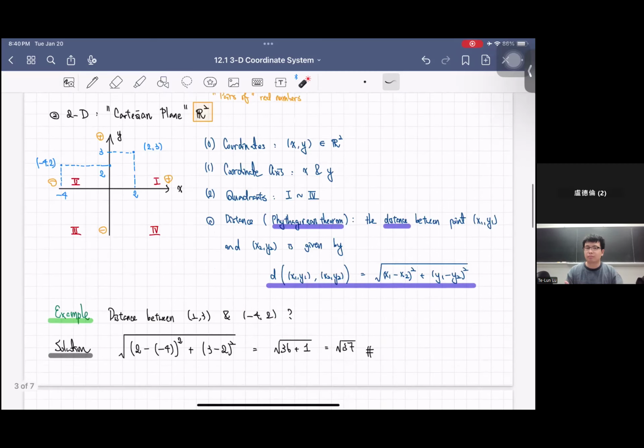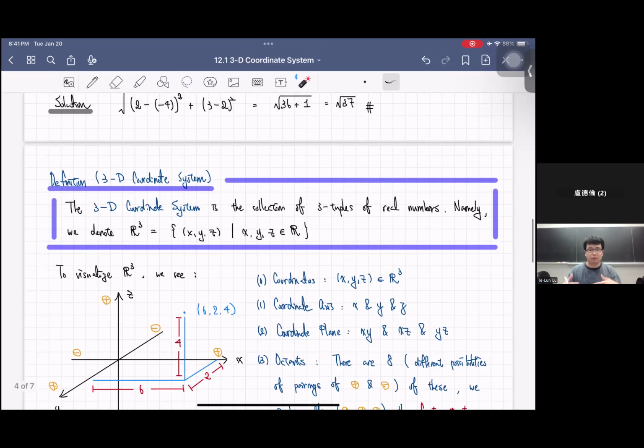And for a 2D system, you have more objects. For a point, you have (x, y), a pair of real numbers. For coordinate axes, you have two axes, x and y. For the quadrants, you have 1 to 4, which you should already have learned in high school. And for the distance, we apply the Pythagorean theorem and get that the distance between two points is simply the square of the x difference plus the square of the y difference, added up, and then take the square root.